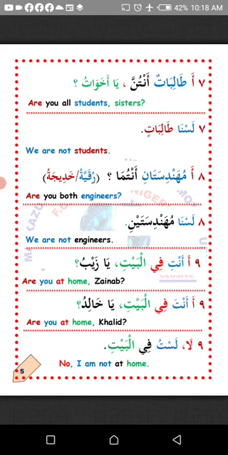Number 8. Amuhandisatani antuma. Talking to Ruqayya and Khadija. If you are talking to Khalid and Hashim, you say Amuhandisan, but in the case of Ruqayya and Khadija, Amuhandisatan. Ta must be there, representing femininity. Amuhandisatani antuma. Are you both engineers? Now the answer. Lasna muhandisatain. We are not engineers.